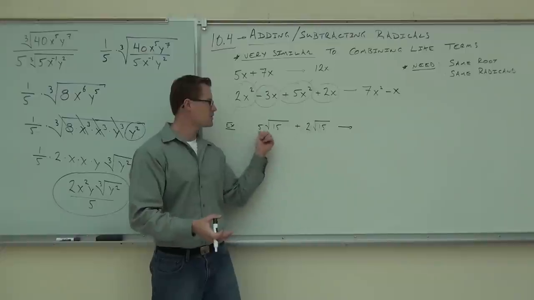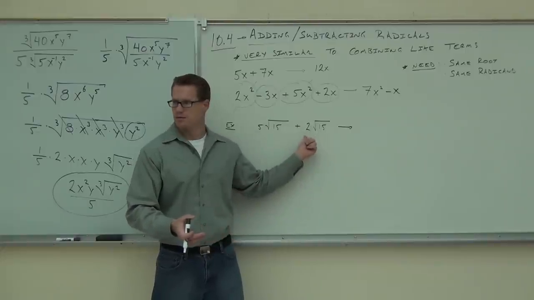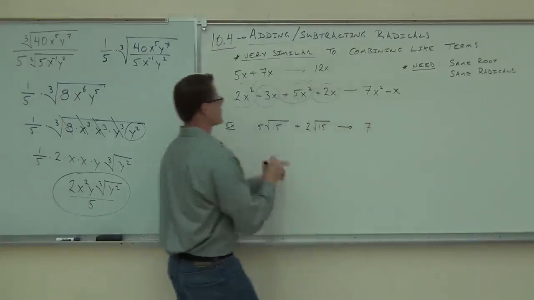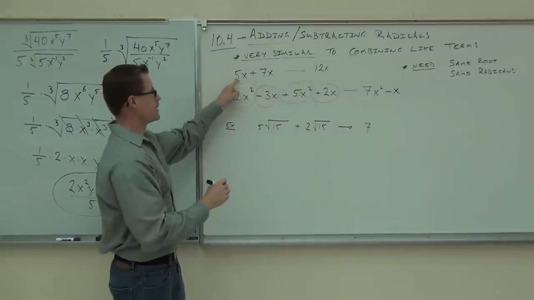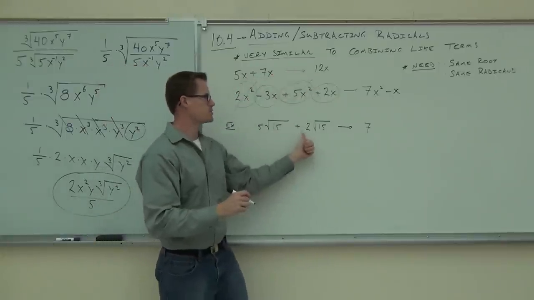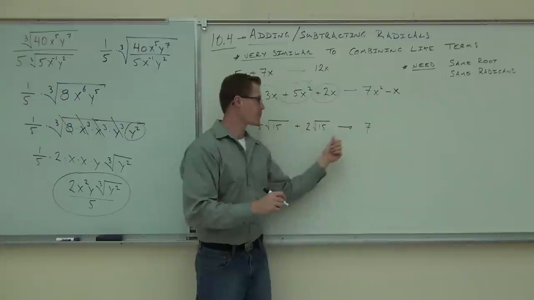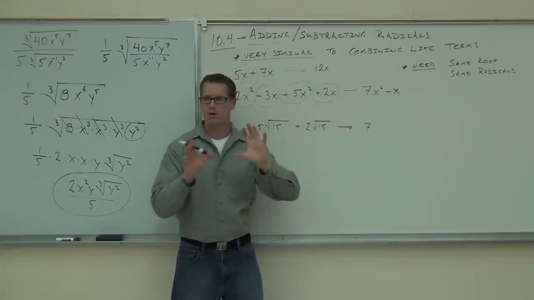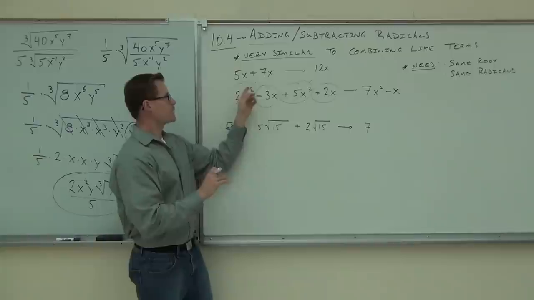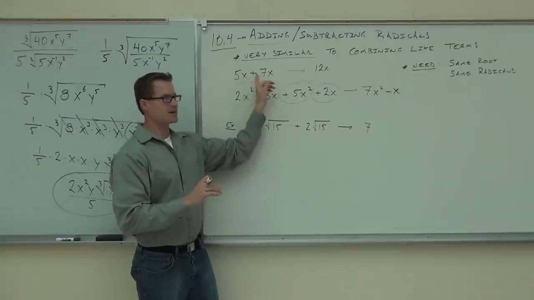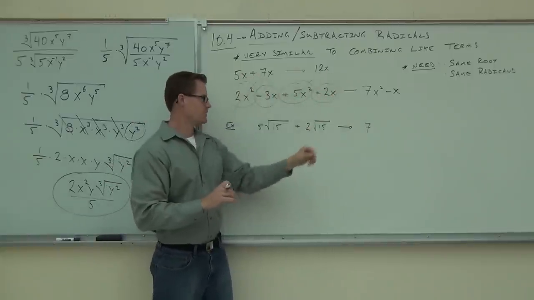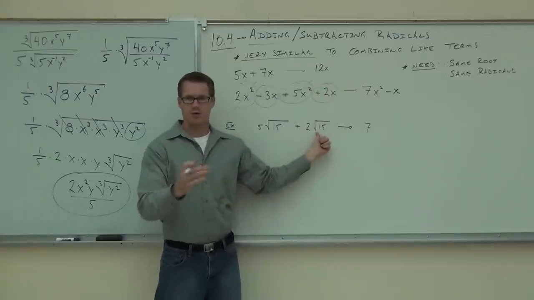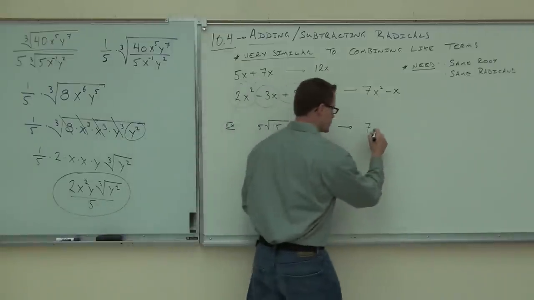I know I'm probably going to get like a 7, right? Just like here, I had a 5, I had a 7, it gave me 12, I'd get a 5 and a 2, that's getting me 7. The question is, what do I get out of the root 15 and the root 15? Well, we're going to go ahead and look back up here. When we added a 5x and 7x, did the x change at all? No. We didn't get x to the second, right? So we're not going to get like a fourth root. We're going to still have a square root.